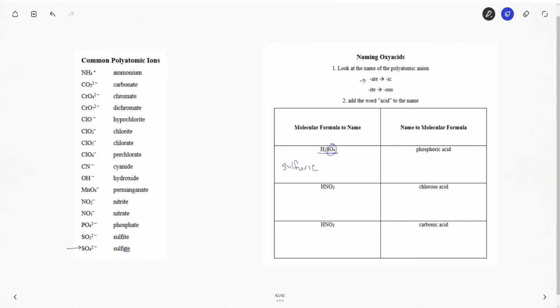And again, I simply add the word acid to the end. H2SO4, again, you may already know this one. This is sulfuric acid. Let's go on to my next example.